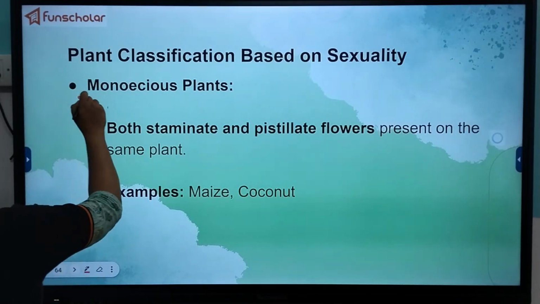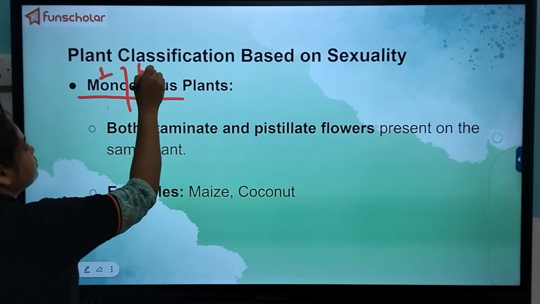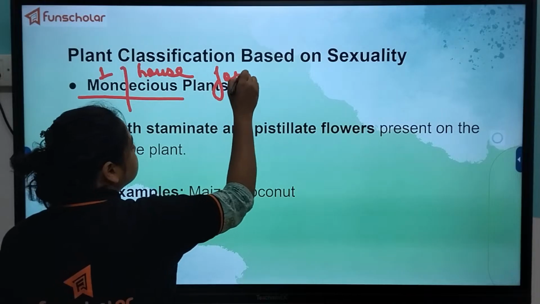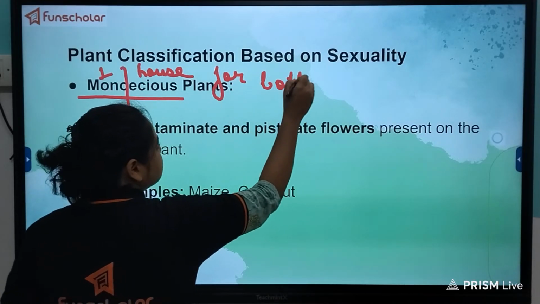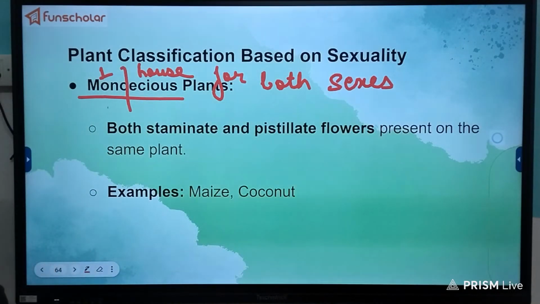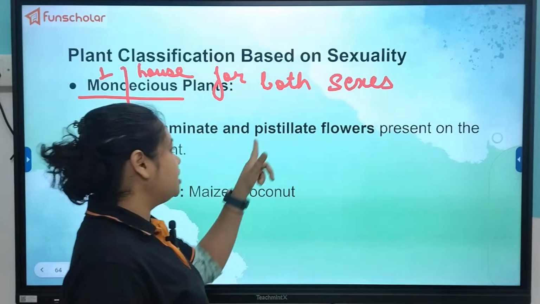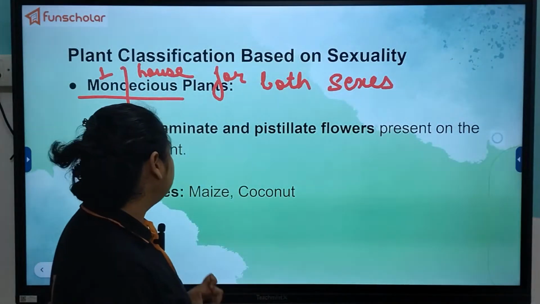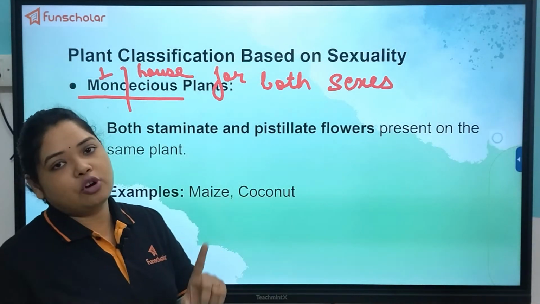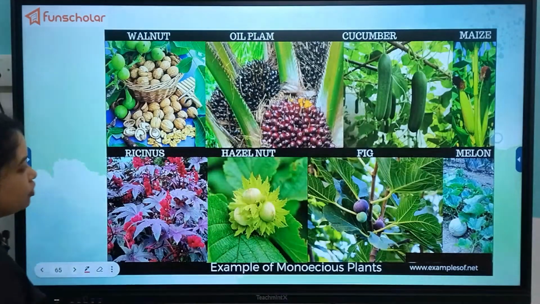First of all, monoecious plants. Mono means one and oecious means house. So, one house for both sexes. Both sexes means male and female. So monoecious plants house both the staminate and pistillate flowers in the same plant body. So that is the example of monoecious plants. One house for both the sexes. On the other hand, you can see these are the examples of monoecious plants.